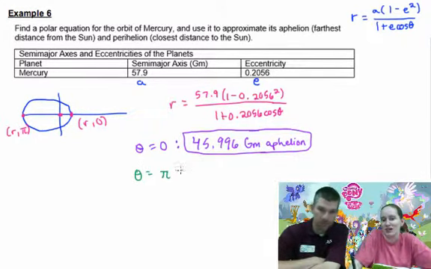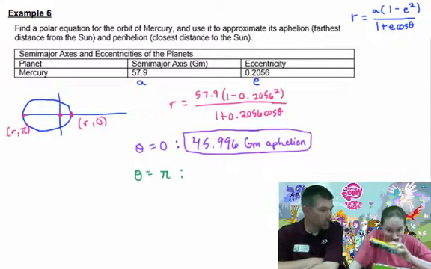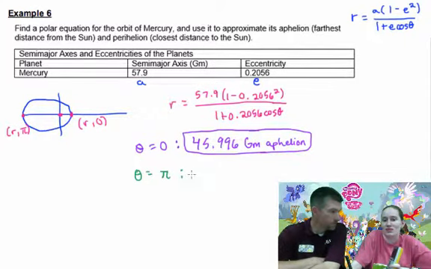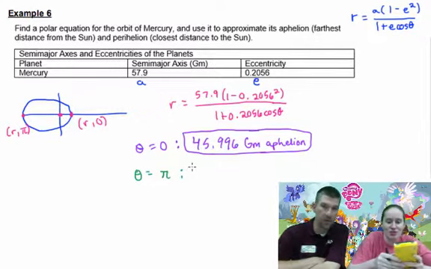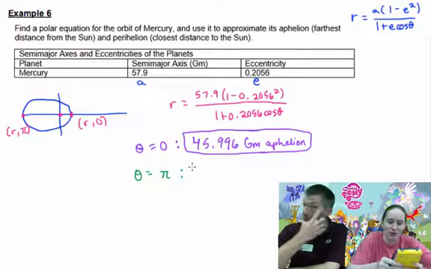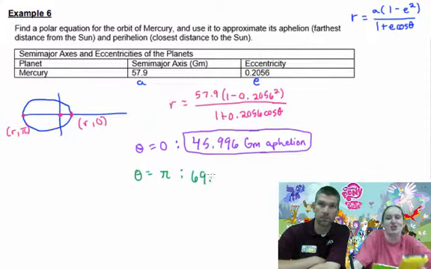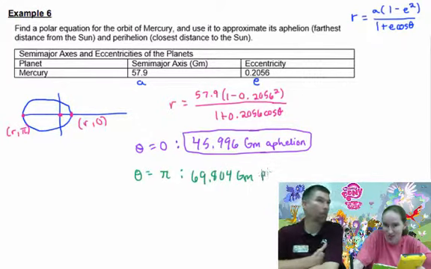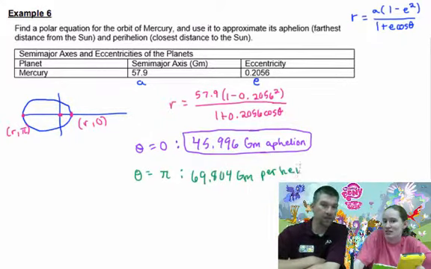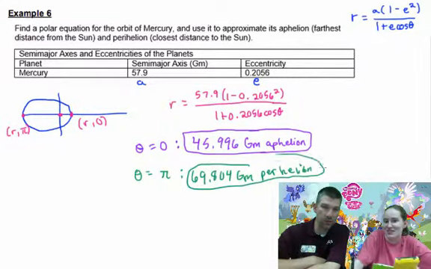Now let's plug in pi. Which is going to be the same sort of situation, except we'll put pi now. I'm going to scroll up on my calculator and put a pi where 0 is. And get 69.804 gigameters. And that's the perihelion. That's the furthest. Wow, that was easier than I thought it was going to be. We just had to plug in a thing.